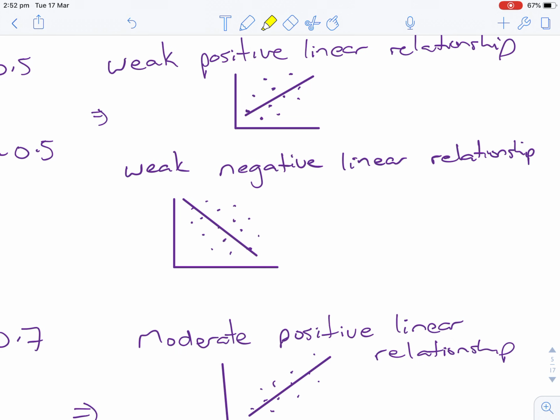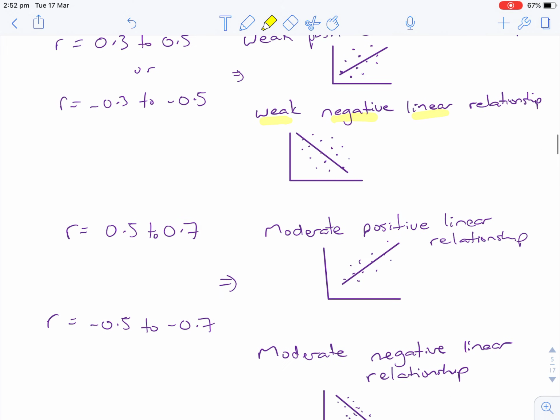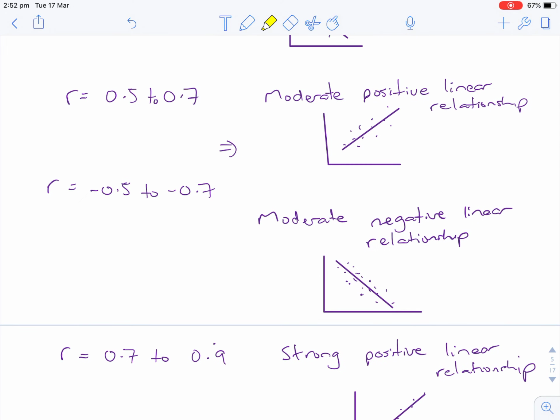Likewise, if it's negative, here I've got a weak negative linear relationship, and we should be using all three words. So one is the strength, one is the direction, and then we should have linear or non-linear as our third statement that we make when we describe relationships. If my r was between 0.5 and 0.7, if it was positive, I would say I've got a moderate positive linear relationship, or if r was between -0.5 and -0.7, I would say that I've got a moderate negative linear relationship.